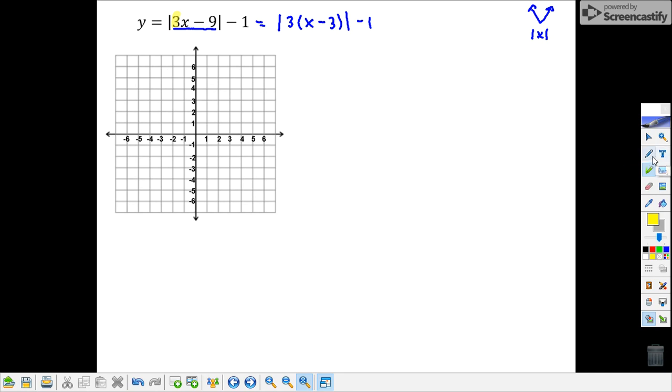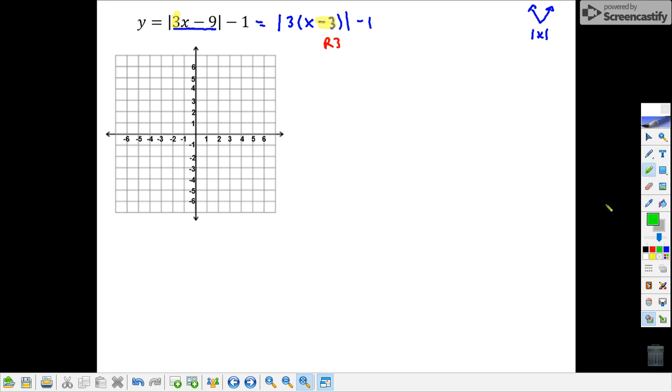So first things first, I'm going to worry about shifts. Shifts always occur when you're adding or subtracting numbers. Anytime you're adding or subtracting something inside either parentheses or absolute values, that tells you that you're going to either go left or right. You always go the opposite direction. So in this case, I'm going to be going to the right 3.